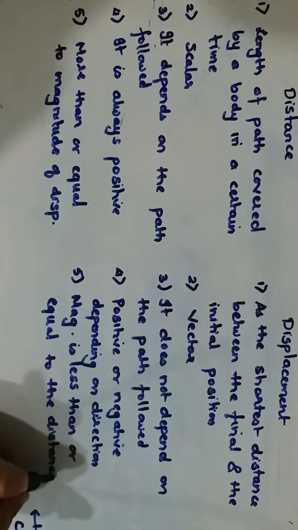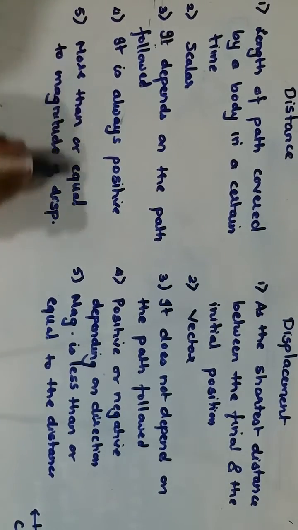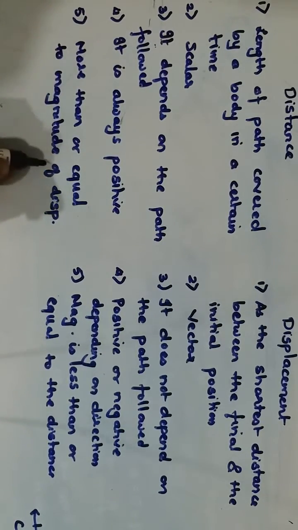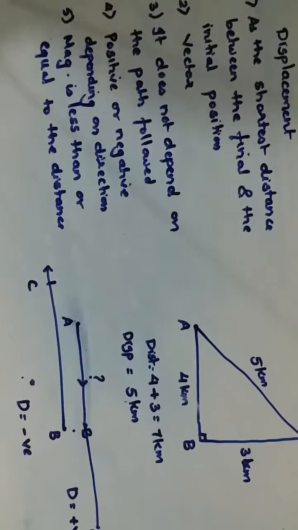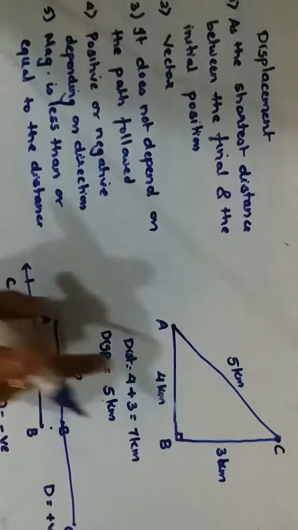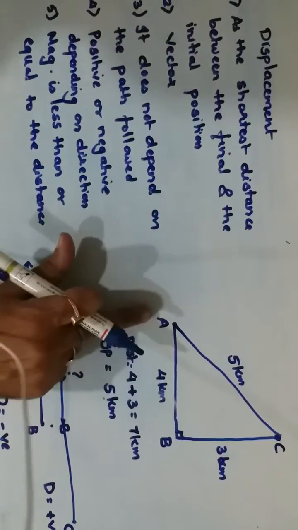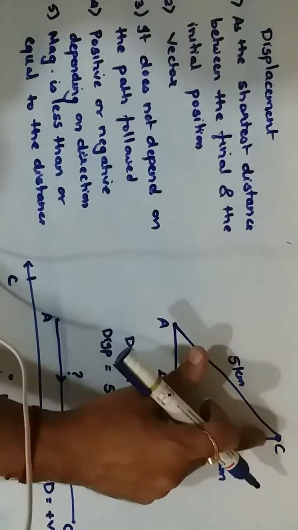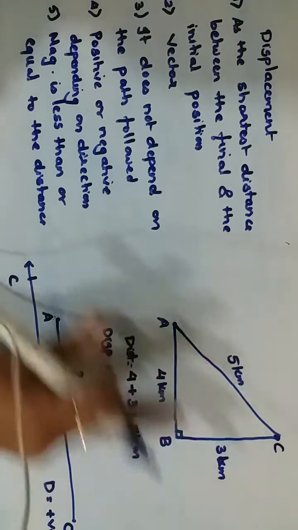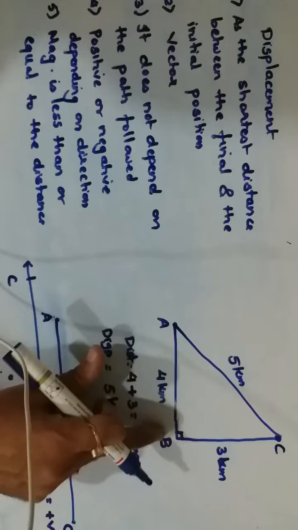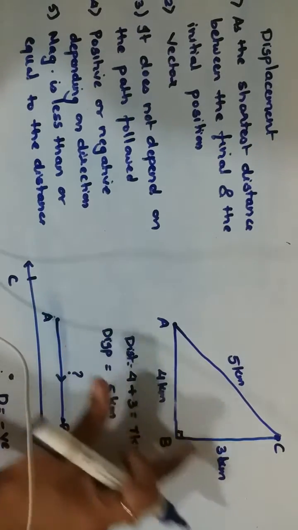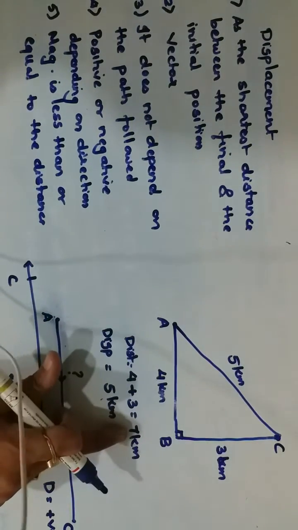Now, how do we explain this? Distance is more than or equal to the magnitude of displacement. As I said in the previous case, the object was moving from A to B and then from B to C. So it covered the distance from A to B as 4 kilometers, then from B to C 3 kilometers. Totally it came out to be 7 kilometers.